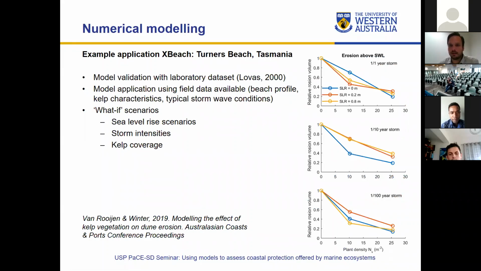So kind of looking at, what if the density of the kelp changes? What if, maybe due to climate change or other reasons, there's no kelp anymore? What's going to happen? And what's going to happen for different storms? And what's going to happen with different sea level rise scenarios? This is just a conference paper that we did last year, but it kind of gives you an idea of what these models can do.